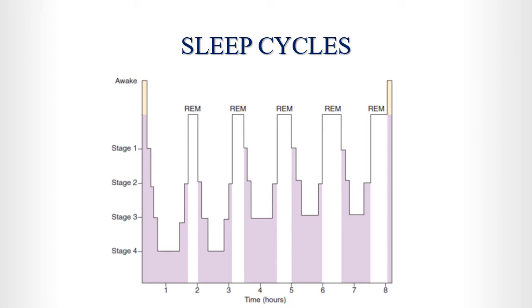But another feature that you have to observe is the duration of non-REM and REM sleep. In the first and second cycle, the duration of non-REM sleep is more, but progressively the duration of non-REM sleep decreases and the duration of REM sleep increases. As you can see, the thickness of the white bars showing REM sleep increases, and the thickness of the purple area showing non-REM sleep decreases.